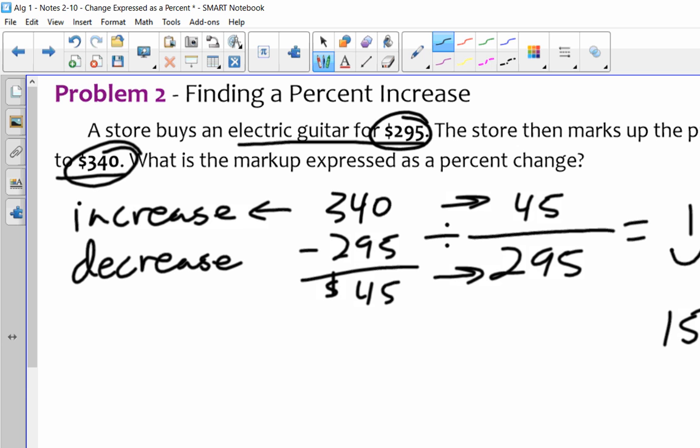Move the decimal place 2 places, or just multiply it by 100 in your calculator since you're probably already there. I get 15.2%. And I typically want to make this into a whole number, so it would be 15%. Rounding rules made me go to 15%, not up. Okay?